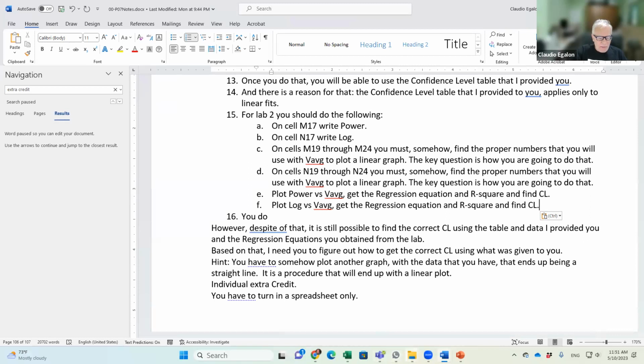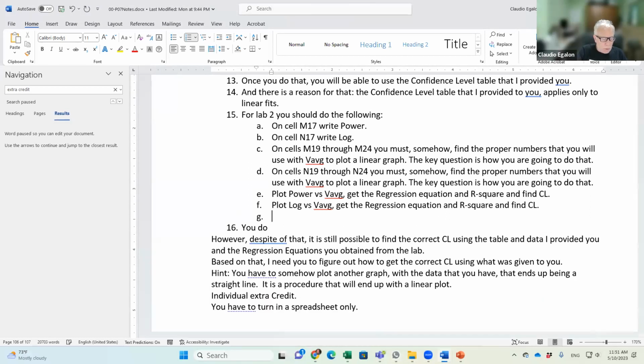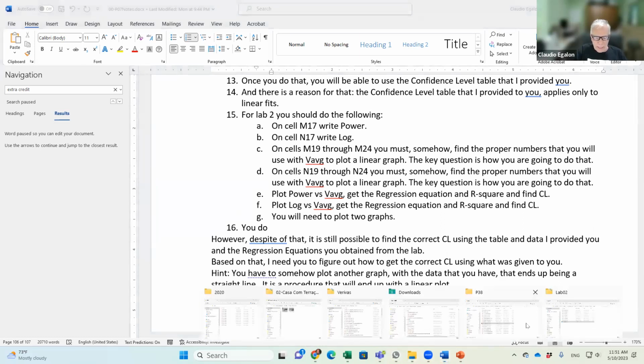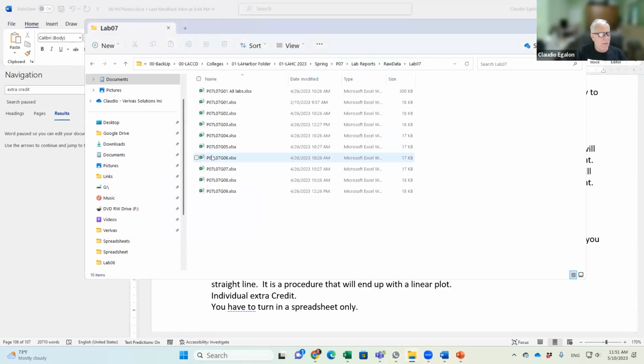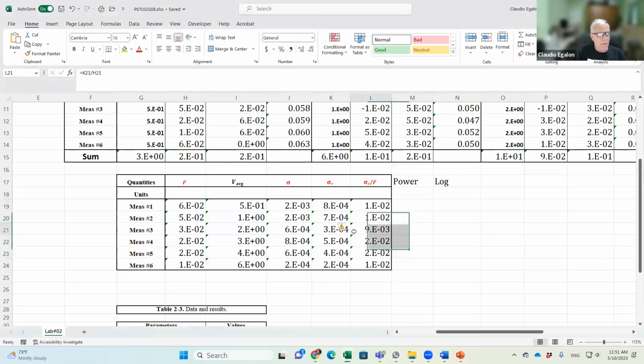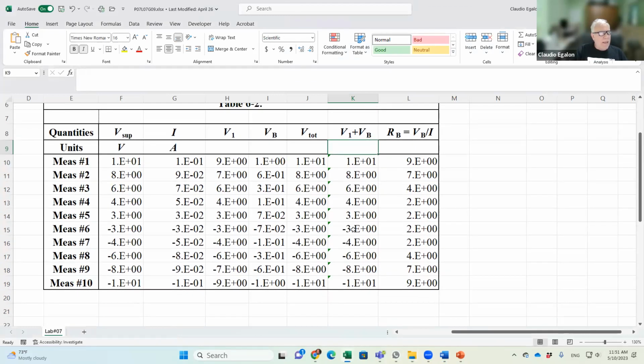Let's take a look at lab 7 now. Don't forget, you will need to plot two graphs for lab 2. Now let's take a look at lab 7, right in here. Lab 7, what did you do? You plotted VB against I, right? That's what you did in lab 7.